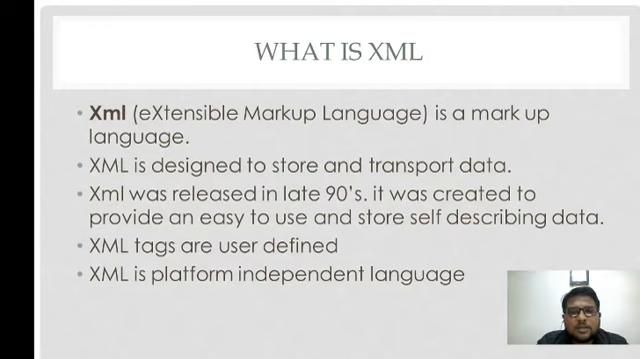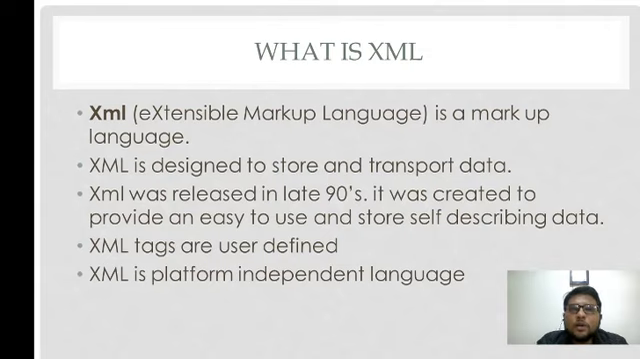It was designed in the late 90s, and it was created to provide easy to use, self-describing data that can describe itself. So how can we describe our own data? We have to write down the code by ourselves. So that is why the tags in XML are user defined, meaning the user can write their own tags. I will be explaining this in the later part of the chapter.